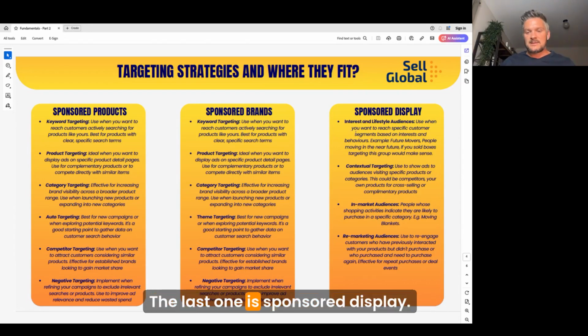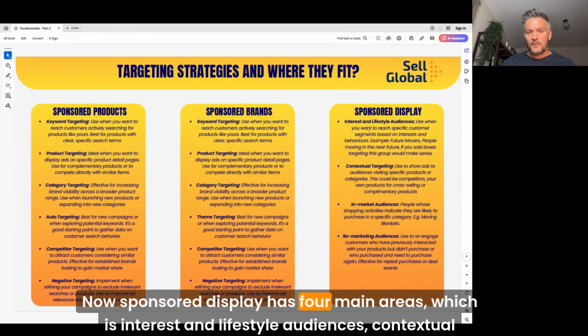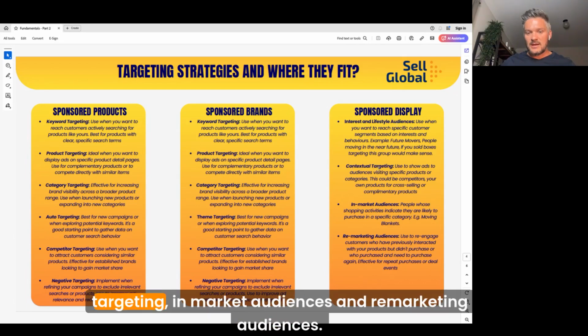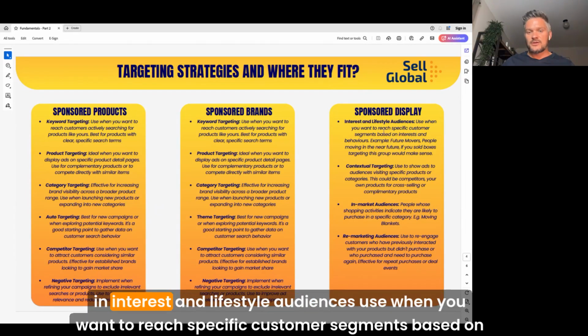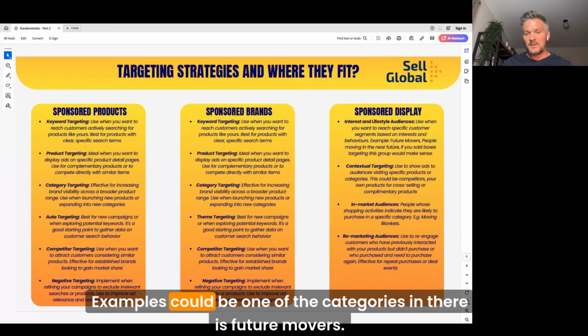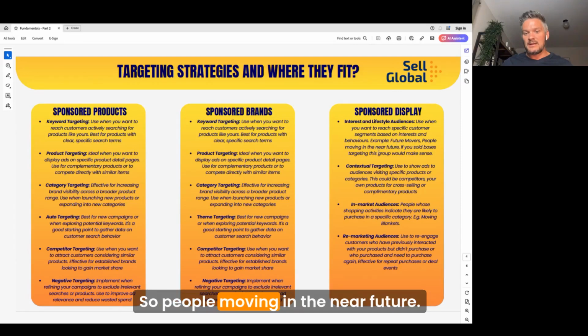The last one is sponsored display. Now, sponsored display has four main areas, which are interest and lifestyle audiences, contextual targeting, in-market audiences, and remarketing audiences. And I'll just run you through each of these. So in interest and lifestyle audiences, use when you want to reach specific customer segments based on interests and behaviors. Examples could be, one of the categories in there is future movers, so people moving in the near future.